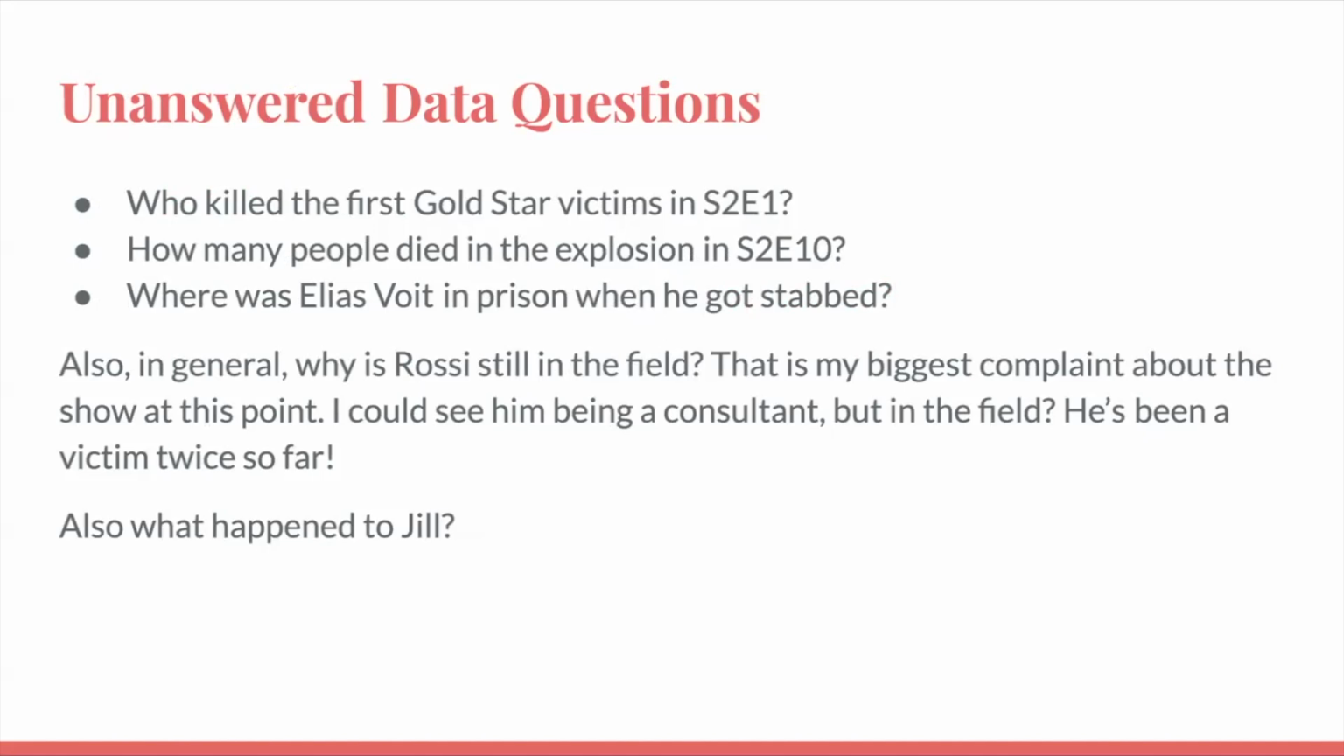Who killed the first Gold Star victims in Season 2, Episode 1? I believe that was attributed to Damien. I think they said that it was him, but I don't think they necessarily had proof of that, and we never saw who killed them, like saw their face. So in my data, I attributed it to Damien as well, but that is not necessarily a 100% answered question.